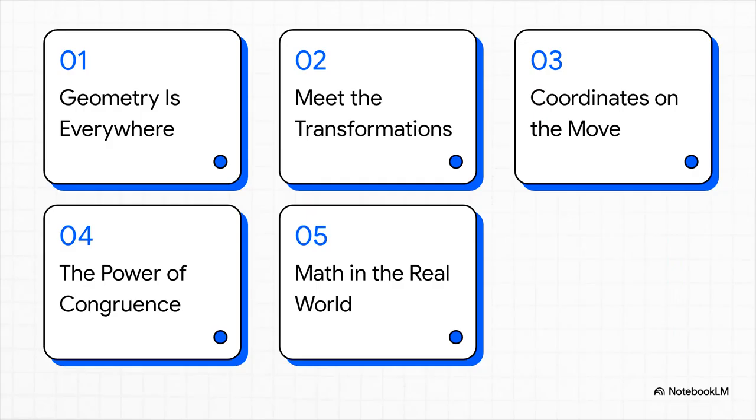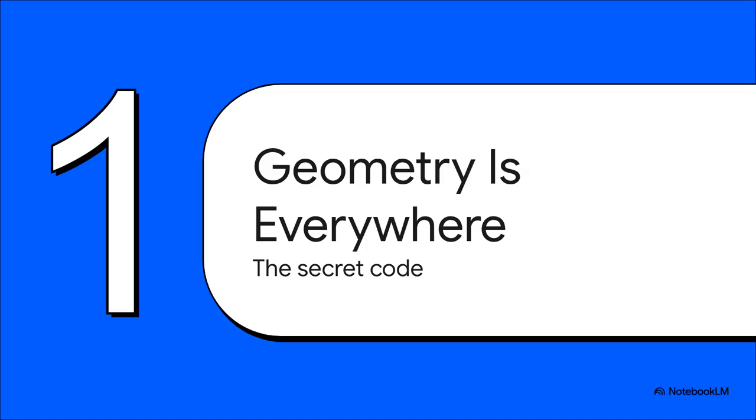So here's our game plan. First, we're going to discover the geometry that's hiding in plain sight. Then we'll meet the three master moves, the transformations. We'll see how coordinates bring these moves to life, unlock this super powerful idea of congruence, and then we'll connect it all back to the real world. Ready? Let's go.